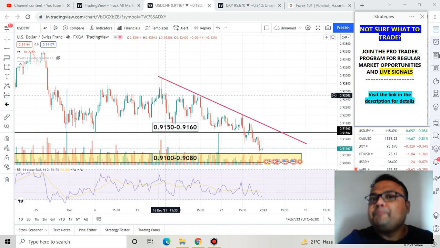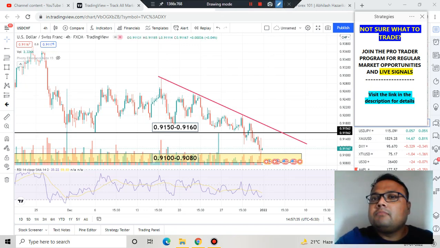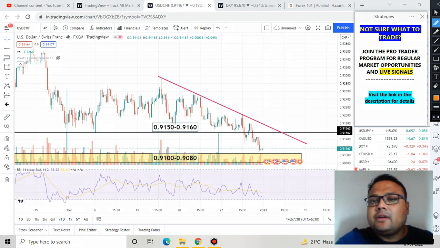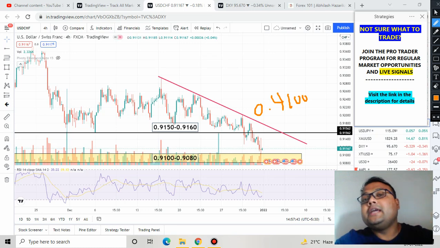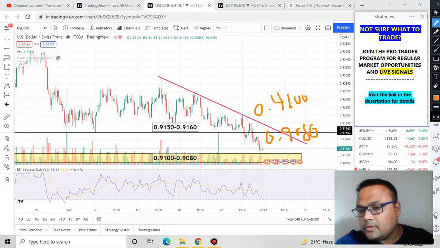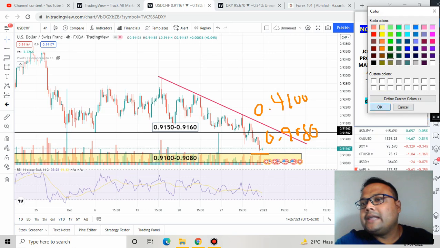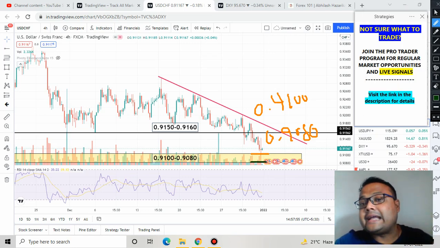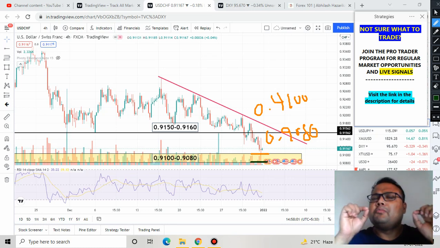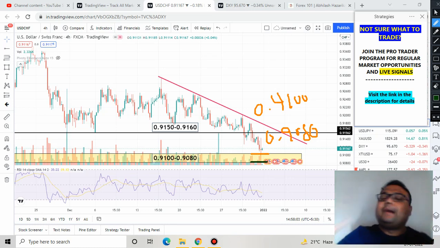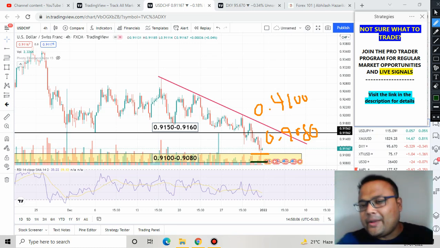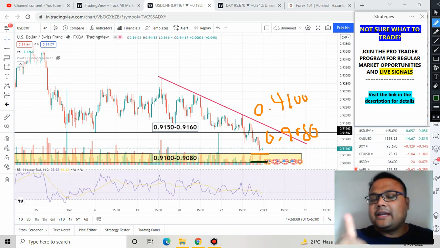But on the other hand, if you see the market going down or crossing the level of 0.9100, then the next buying opportunity on this chart will be at 0.9080. So if this level fails to provide support to the market, then 0.9080 will be the next support. Overall, this is a buyer's zone in the market, so we can expect that there can be a good bounce from here. Let's wait and watch. If it bounces, you can easily go for a buy.